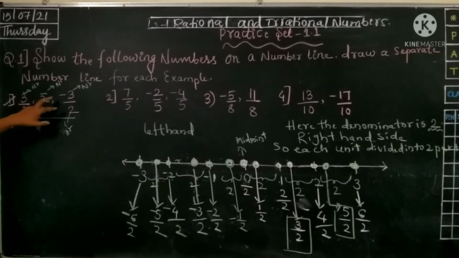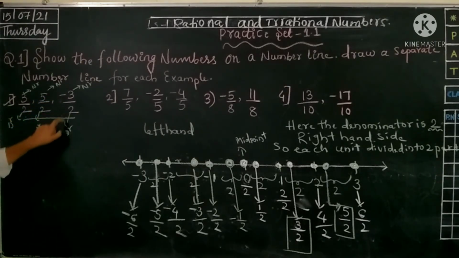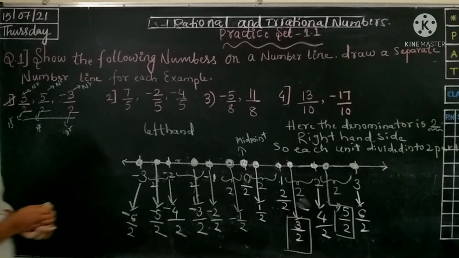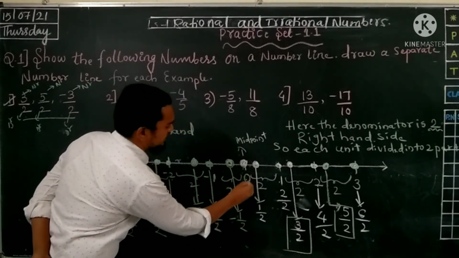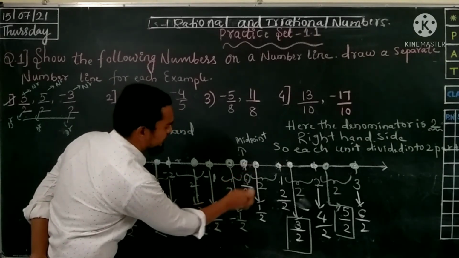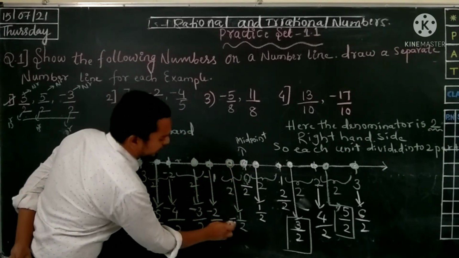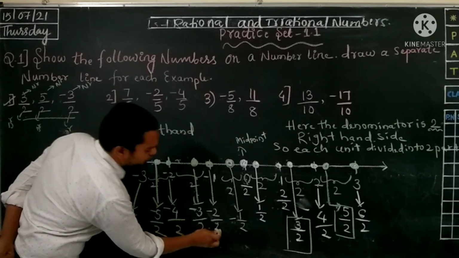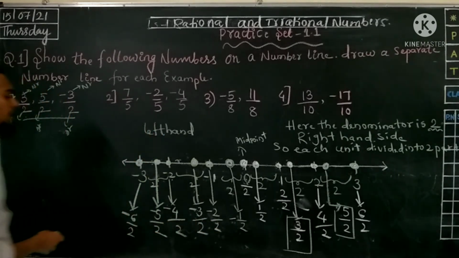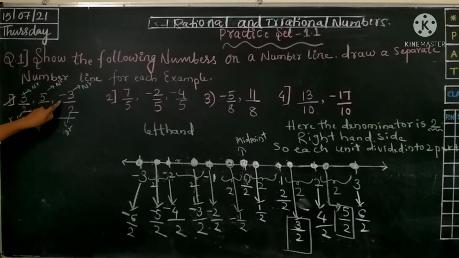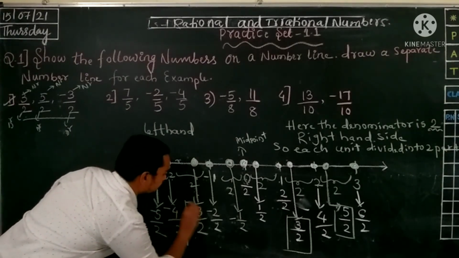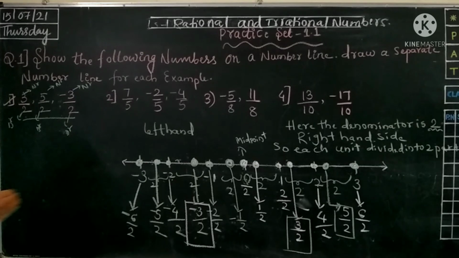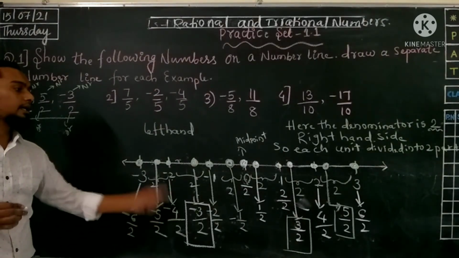Now we will show minus 3 upon 2 on a number line. We will leave 0, this one 0, 0 upon 2. Minus 1 upon 2, minus 2 upon 2, minus 3 upon 2. To show minus 3 upon 2 on a number line, this one is minus 3 upon 2 on this number line.